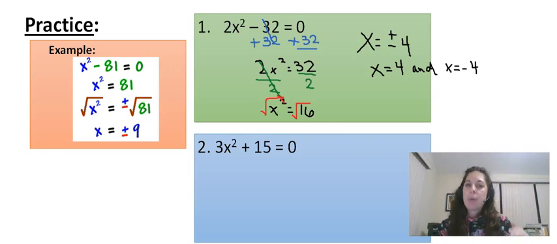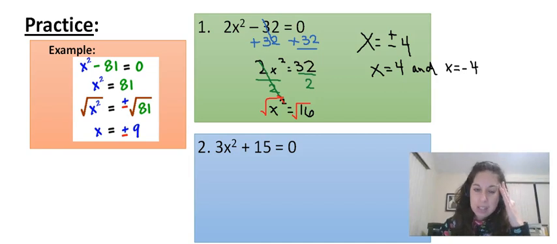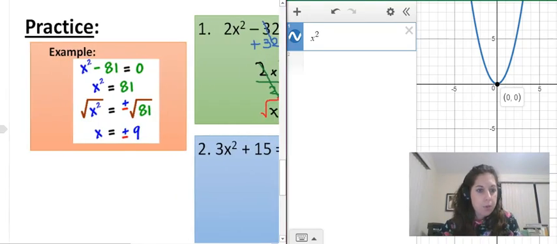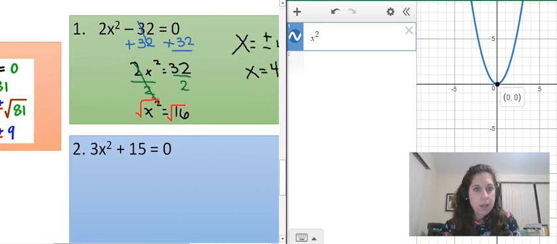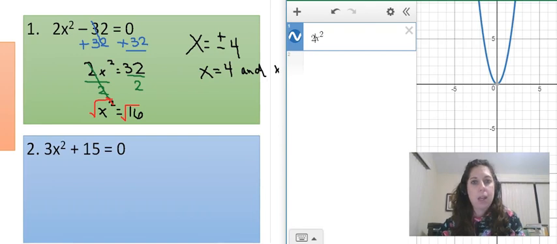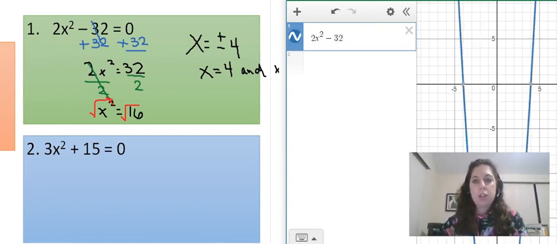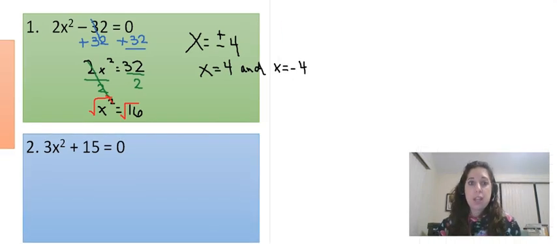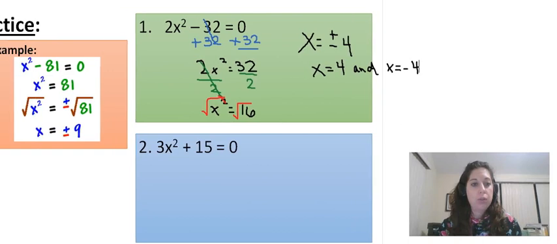Here's the thing, guys. Let's say you're looking at this and you're like, oh, I'm not sure I remember how to do that. That's okay. Let's check ourselves. We can use the Desmos. Move this over a little bit so we can see it. So let's just check to make sure we did that correctly. So put the original back in our Desmos, 2x squared minus 32. The equation was equal to 0, so we could put it in Desmos as it is. And look, check ourselves. We get our answers negative 4 and 4. So always use that Desmos calculator to check yourselves.